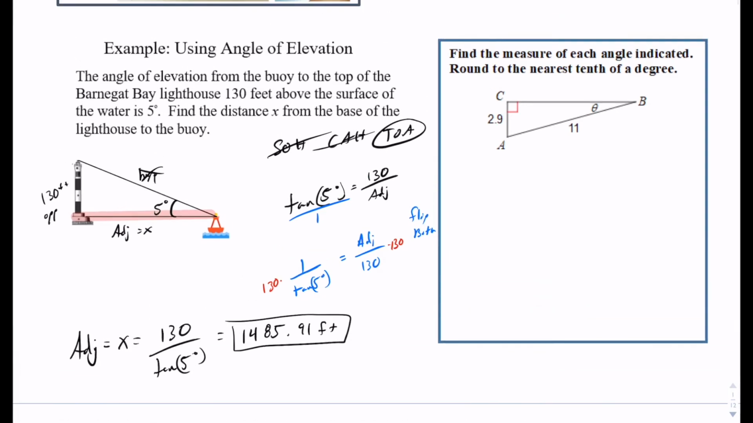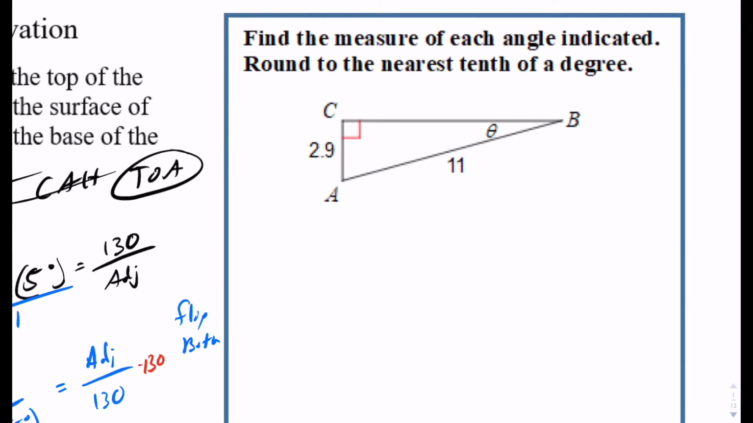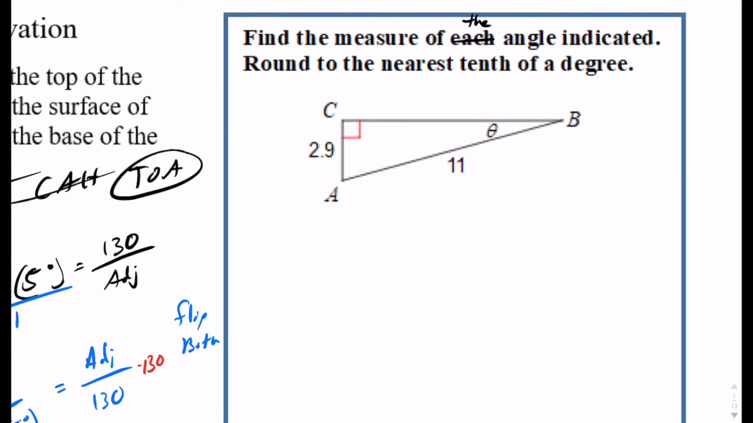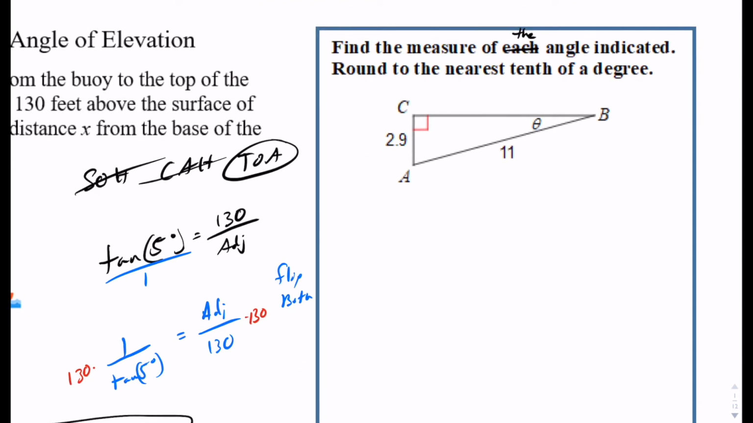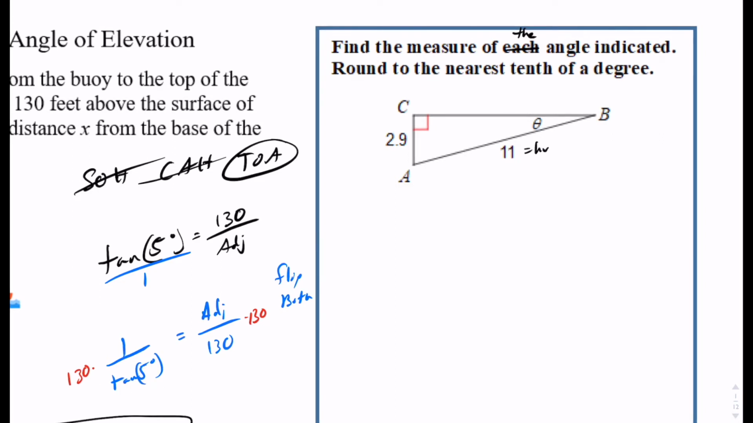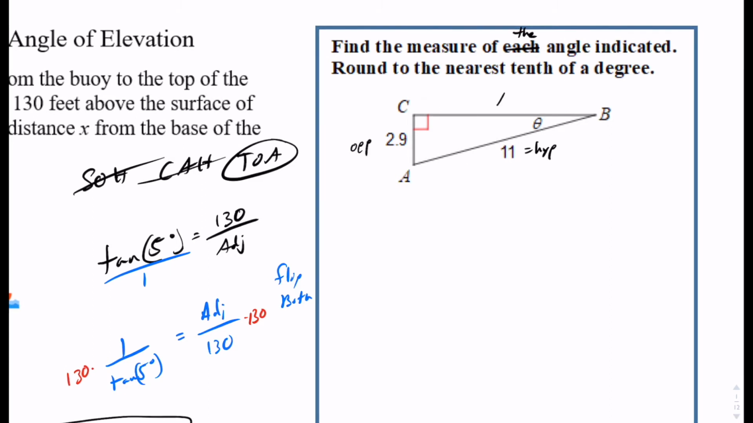Okay, now here we have one with the angle of depression. Now, I know it says find the measure of each angle. It's just of the angle. It's just one example. You'll have more on the next page. So let's see. Label. Here's your hypotenuse, even though it's on the bottom, but it's the slanted one. Here's your opposite, and here's your adjacent.